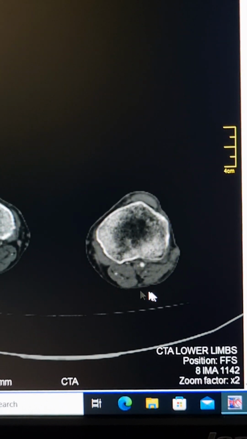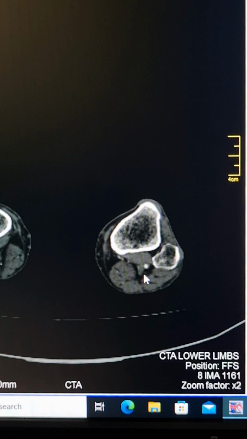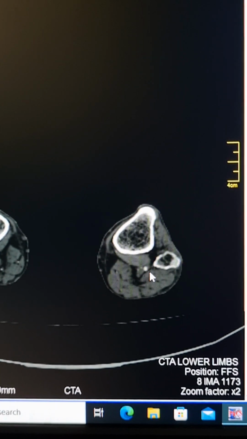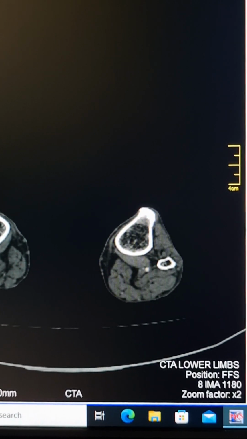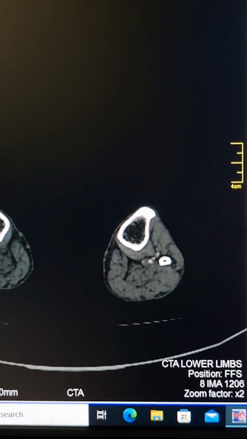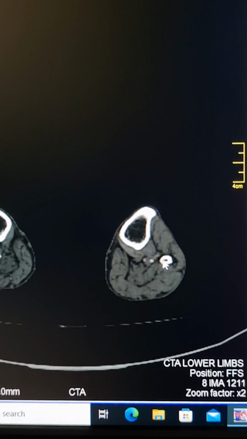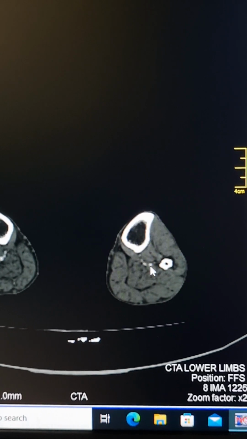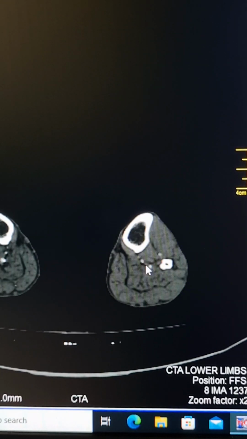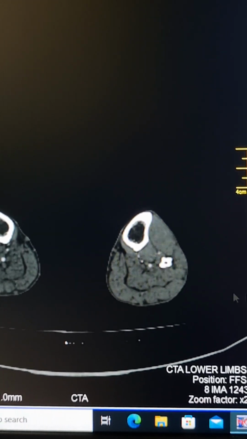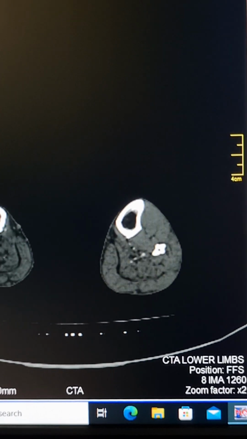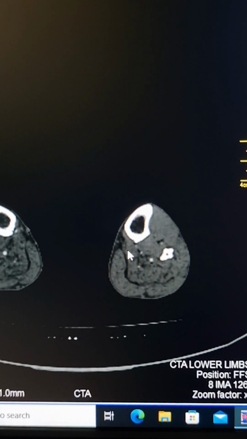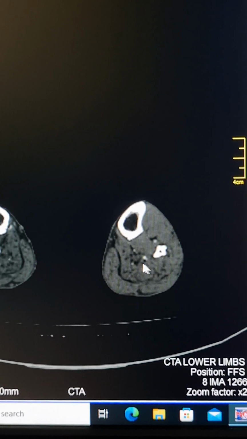Now I go back again. This is the posterior tibial artery. This is the popliteal artery. I'm tracing it down. This was the site of origin of the anterior tibial artery. This is the tibio-peroneal trunk here. Now you see the posterior tibial artery is completely thrombosed. This is the peroneal artery. This one is the peroneal artery. The posterior tibial artery should go somewhere here. This is the peroneal artery.